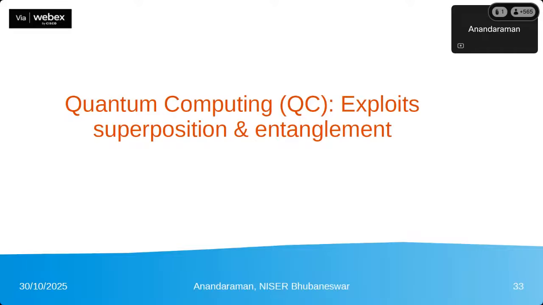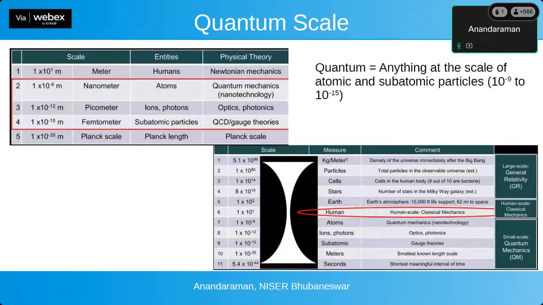Now we will brush up the concepts of quantum computing. Quantum computing is mainly superposition, entanglement, interference, and coherence. These are the four main concepts.